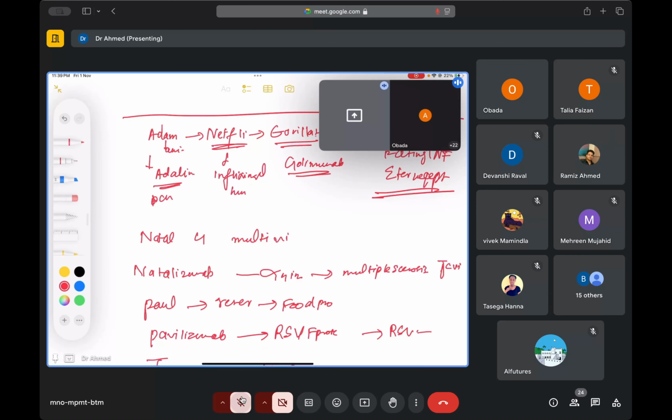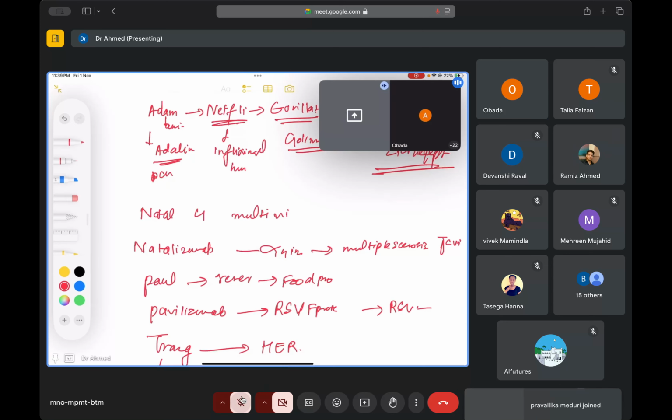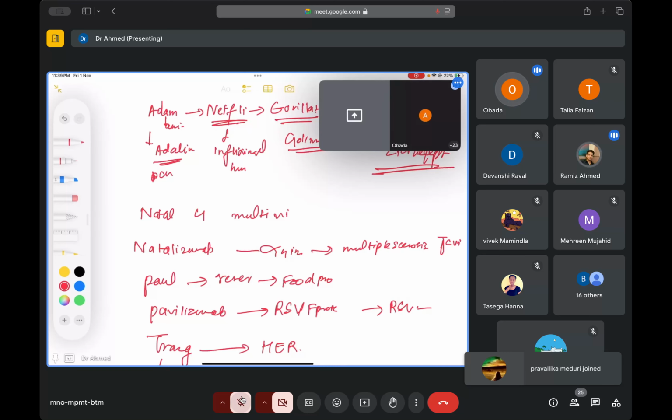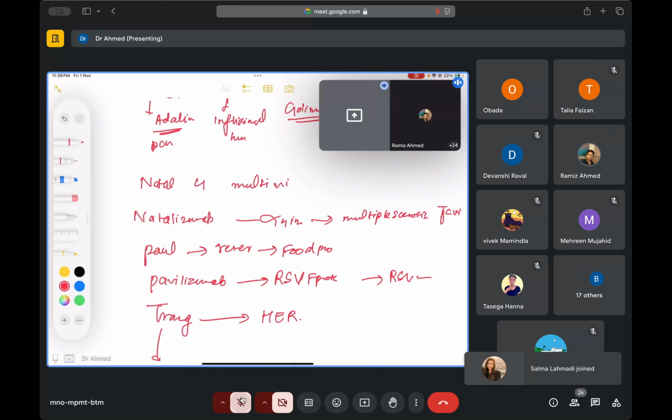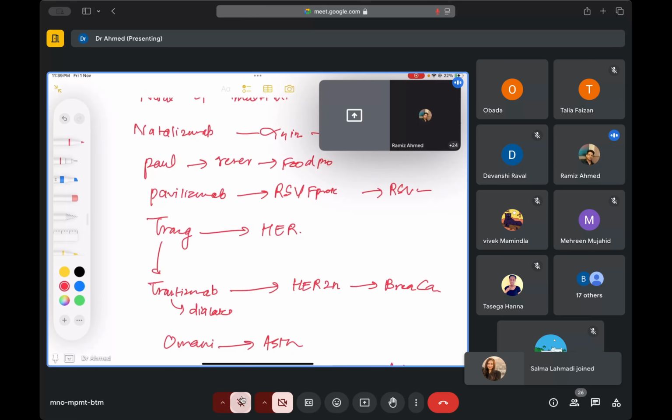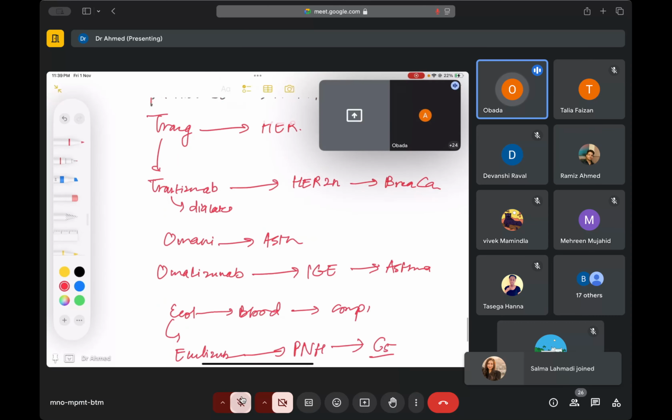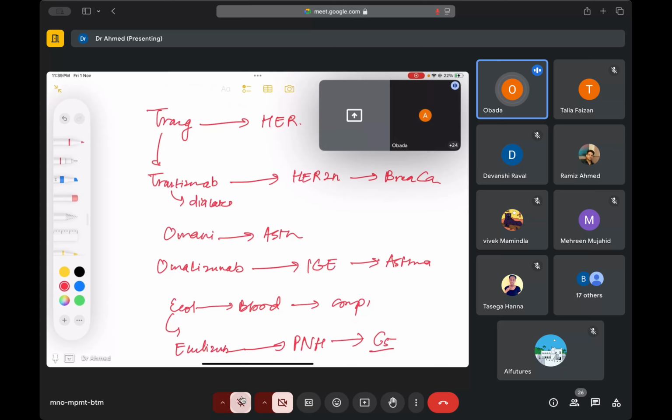Then what about transgenders? Trastuzumab against HER2, used in breast cancer and causes dilated cardiomyopathy. What about Omani people having asthma? Omalizumab used in asthma, against IgE. What about E. coli? E. coli for eculizumab. It's used for PNH, and leads to complement activation, targeting C5.